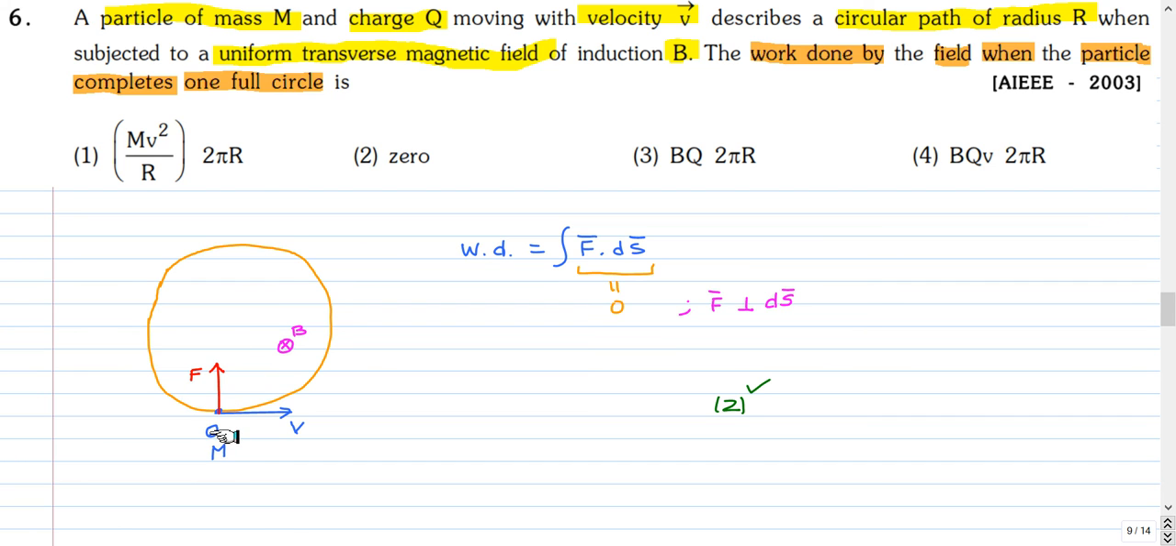So a particle of charge q moving in a magnetic field which is perpendicular to it will perform circular motion. This is a standard concept. And the force acting on it is given by qv cross B. So it will be perpendicular to both v and B. Work done is integral F dot ds. The direction of ds is the same as the direction of the velocity. So F is perpendicular to the displacement. So the work done, F dot ds, will be 0. So the total work done will be 0. So the correct option is option 2.